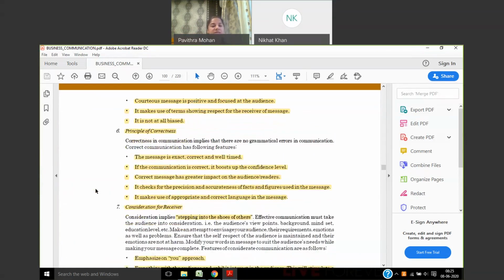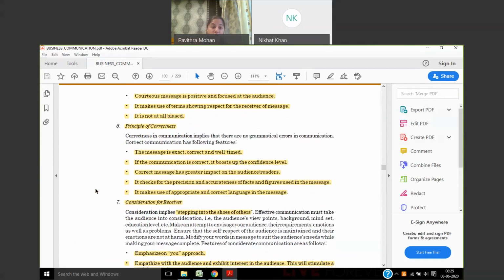Then you have courtesy message is positive and focused at the audience. So when I'm giving certain importance to the audience, okay, and I am trying to create a positive feedback in the receiver's mind, okay, that's where I'm trying to be more courteous. Then it makes use of terms showing respect for the receiver of the message. So here I'm thinking what is the mindset of a receiver. Based on his mindset, I'm trying to explain the concepts.